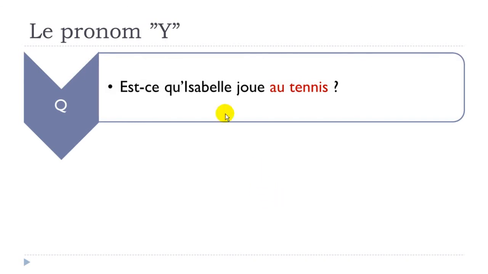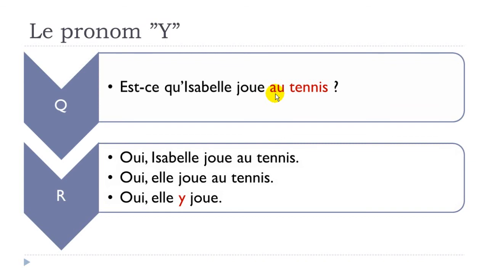Est-ce qu'Isabelle joue au tennis? So in that case, remember, it's "au", but then "au" is clearly the combination of the preposition à and then the article le, le tennis, the, okay? So when you combine these two, you get this au tennis. So still, it does give you the information that it is the preposition which is modified. So still, it's possible to use this pronoun.